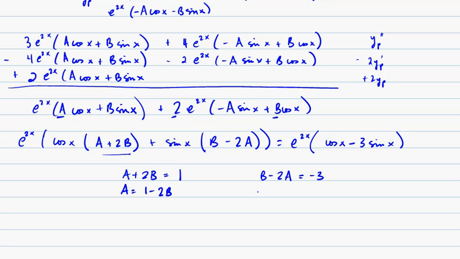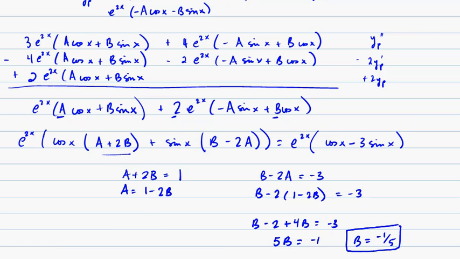and if I plug that into this equation, I get minus 2 and then 1 minus 2b. That should be minus 3. And I have b minus 2 plus 4b equals minus 3, or 5b equals negative 1. So that b is negative 1/5. So then I can find a. A is 1 minus 2 times negative 1/5. And I have 1 minus, or 1 plus 2/5. So that's 7/5.